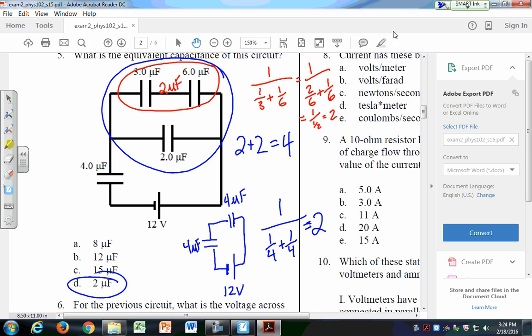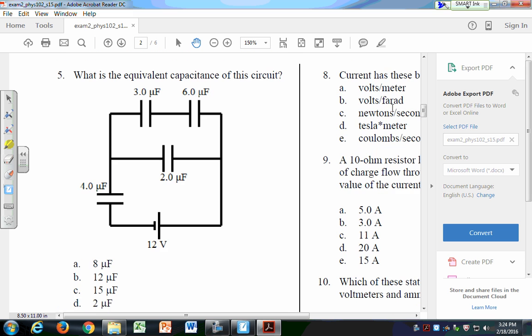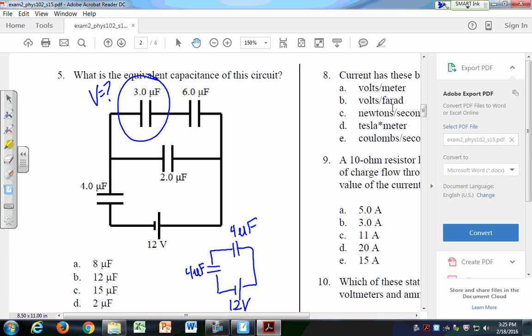Now, the next question asks, what is the voltage across the 3 microfarad capacitor. Now, I want to remind you that the equivalent circuit looks like this: 4 microfarad, 4 microfarad. That was our next to last step. And now I want to know the voltage across this capacitor. What is the voltage across that capacitor? And in the course of that, you can probably tell me the voltages across all the capacitors. What is the voltage across this capacitor?